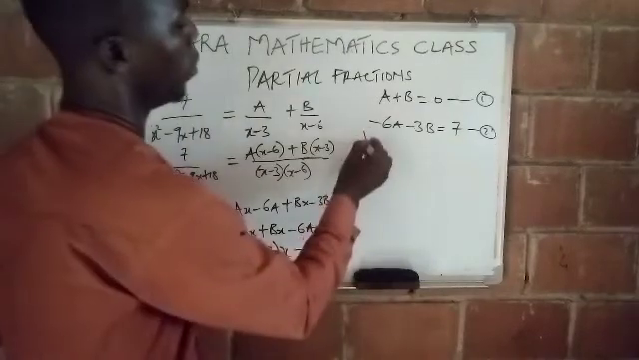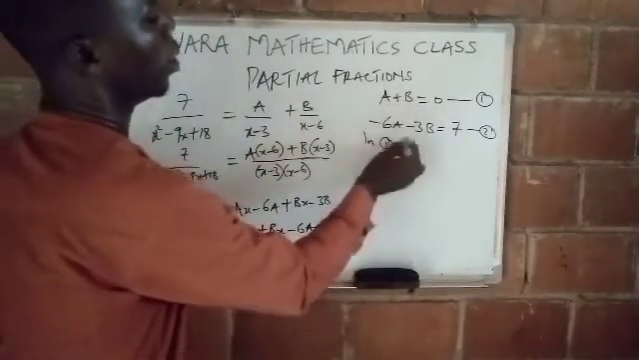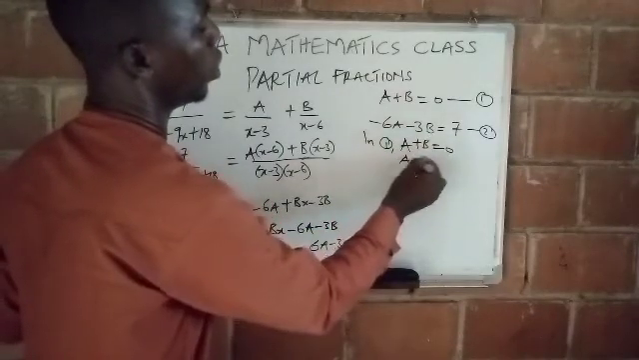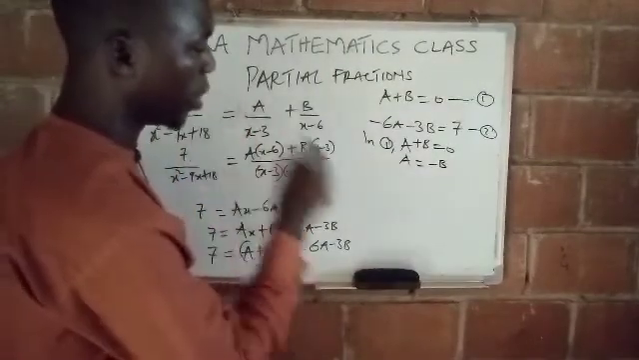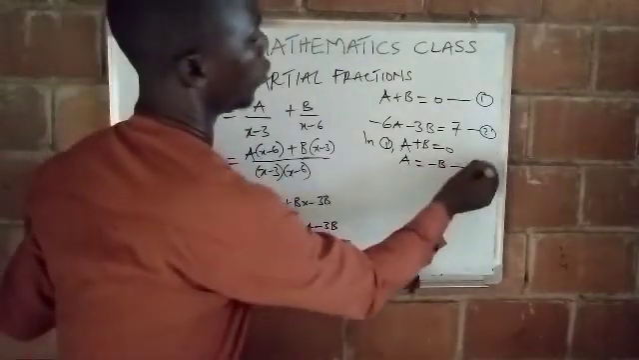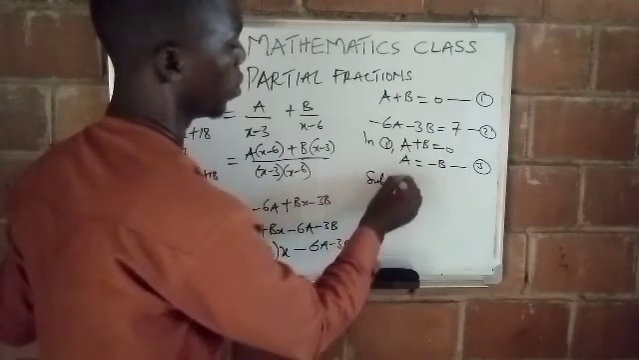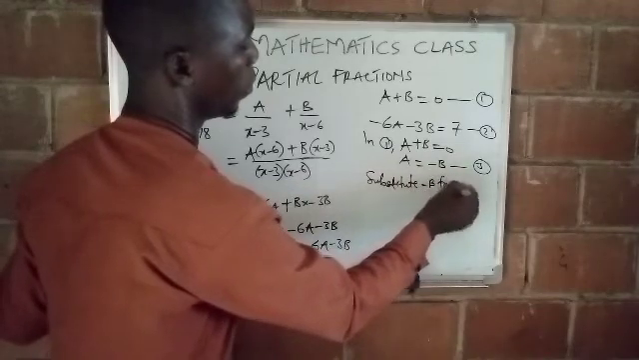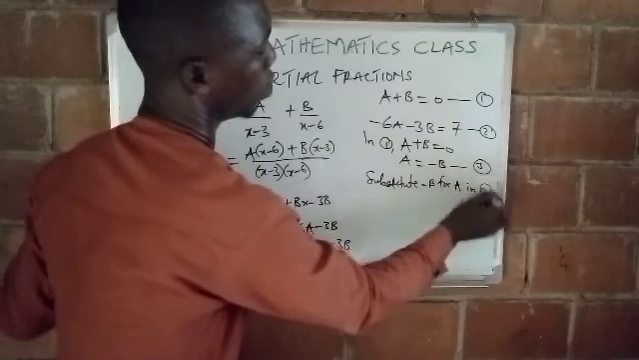Now, if you want to use the substitution method, in equation 1, A plus B equals 0. That means A equals what? Minus B. So if A is minus B, we'll take this to be equation 3. Substitute minus B for A in equation 2.